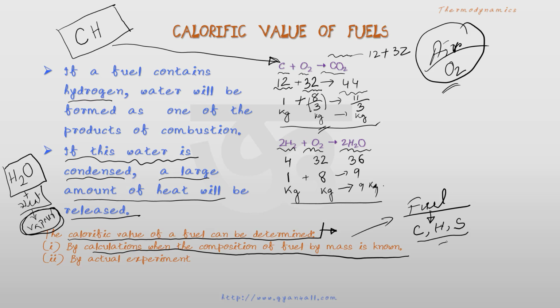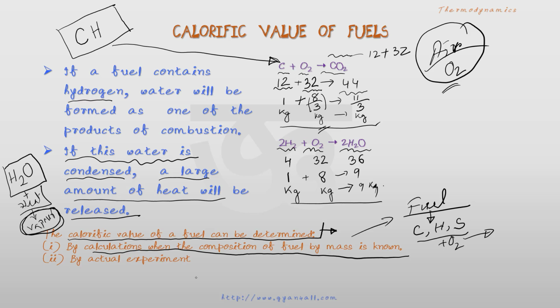So all this will be combined with the oxygen, and accordingly they will produce the oxides of the respective things. Carbon will become carbon dioxide, hydrogen will become water, sulfur will become sulfur dioxide. So if we know the exact composition of the fuel, say 1 kg of fuel may contain say 800 grams of carbon, say 100 grams of hydrogen and 100 grams of sulfur. So this is called the percentage composition of the fuel.